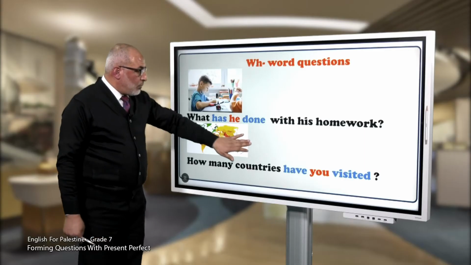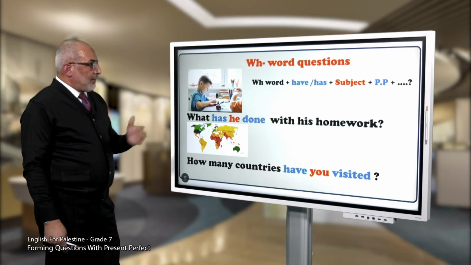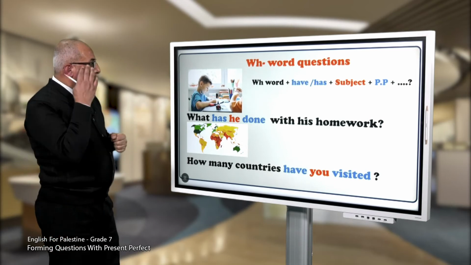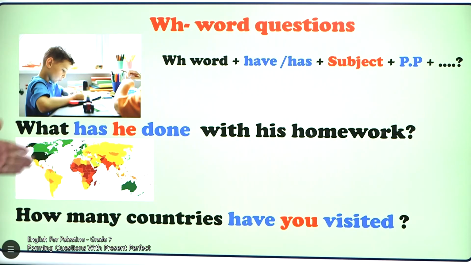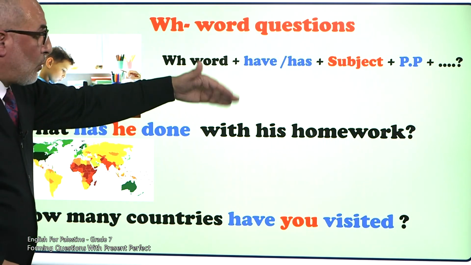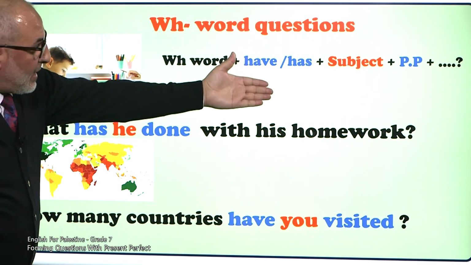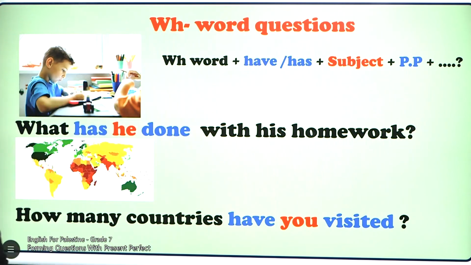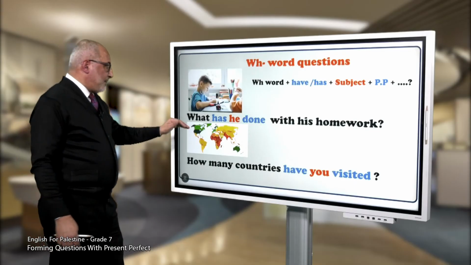So what is the rule for WH word questions? Yes, it is here. WH word plus have or has according to the subject, then the subject, and then the past participle. Okay, let's practice.